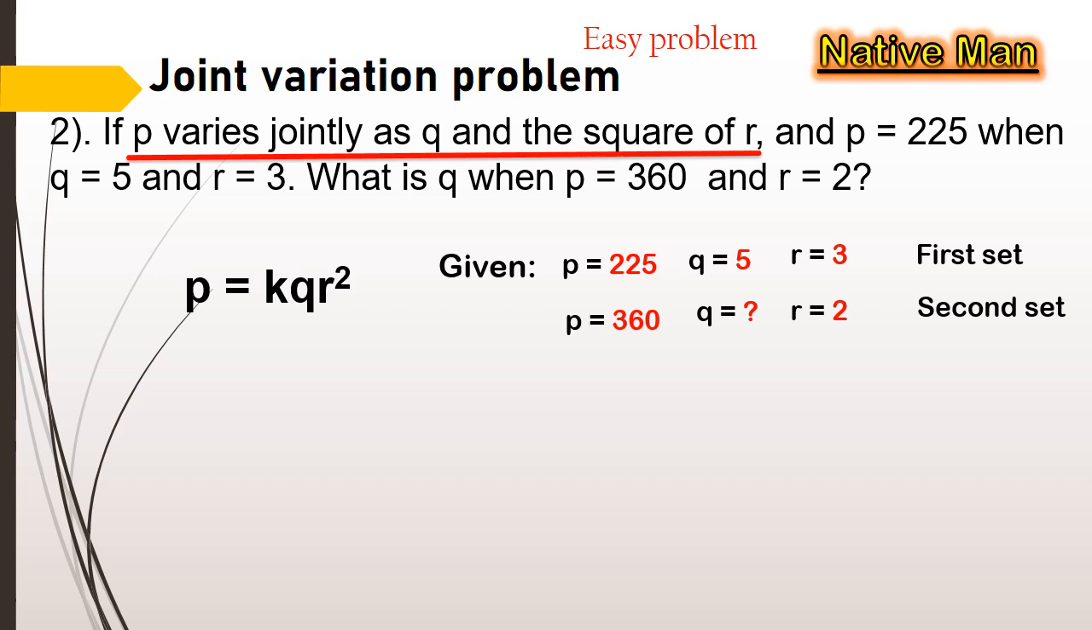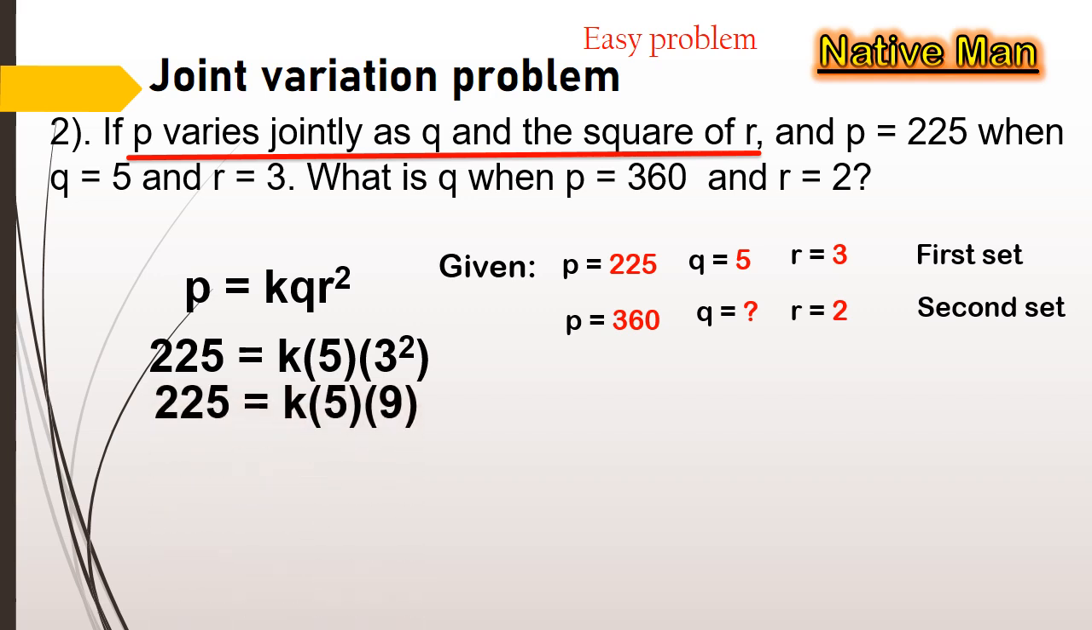Okay, solve po natin yung ating constant of variation using the first set. So, P is 225, is equal to K, Q is 5, and R is 3, so 3 squared. Simplify natin yung 3 squared, magiging 9. So, 225 is equal to K times 5 times 9. Then, 5 times 9 is equal to 45.